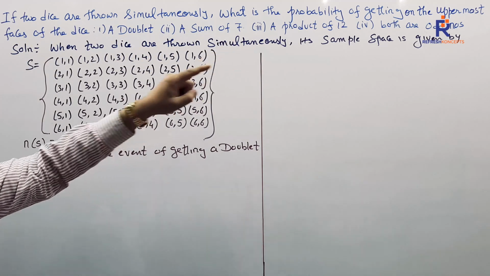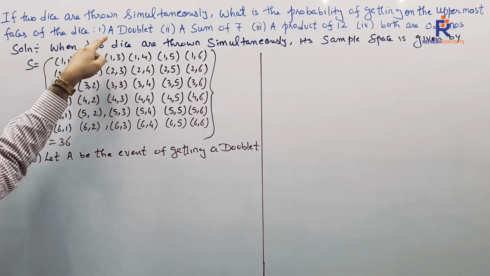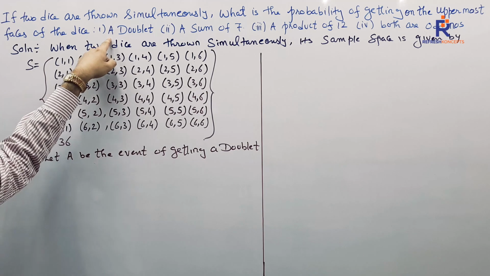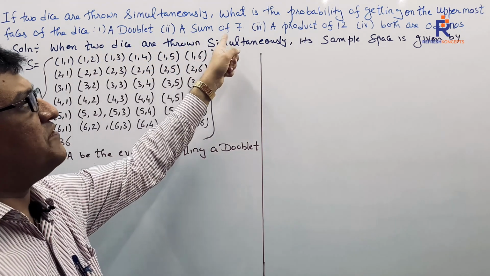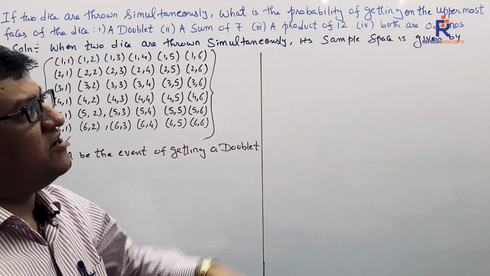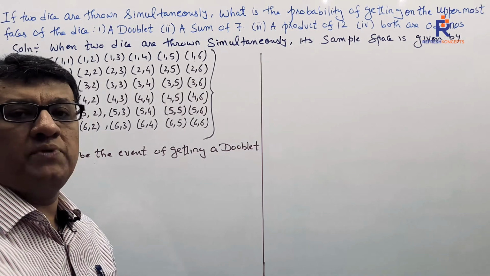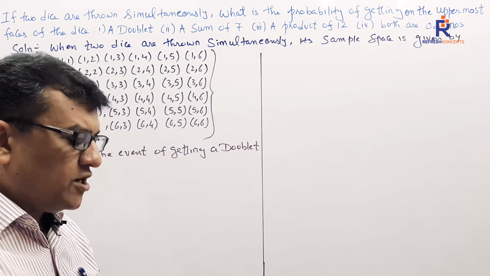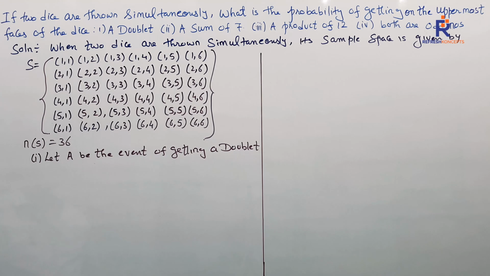Probability of getting on the uppermost faces of the dice: first, a doublet; second, a sum of 7; third, a product of 12; and finally, both should be odd numbers. Let's take them one by one, what we are supposed to do.